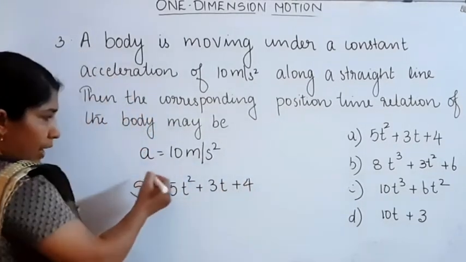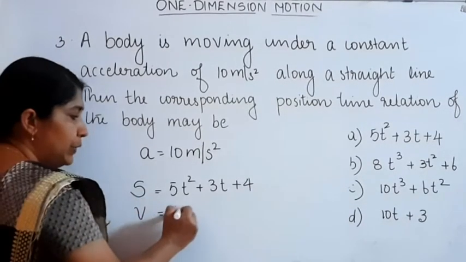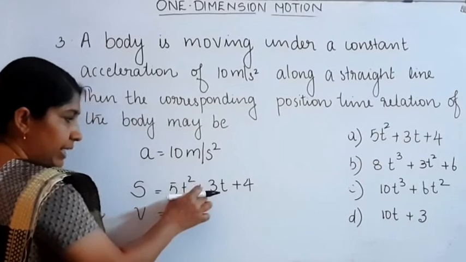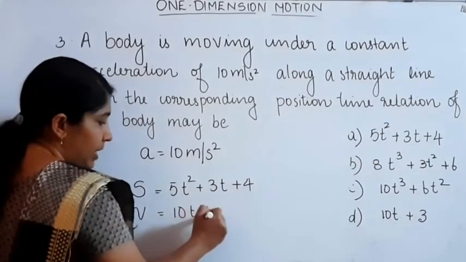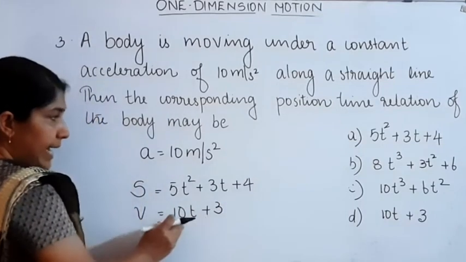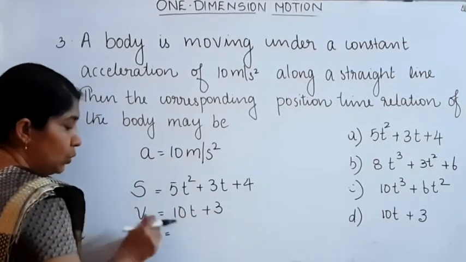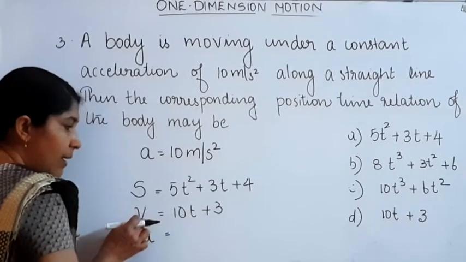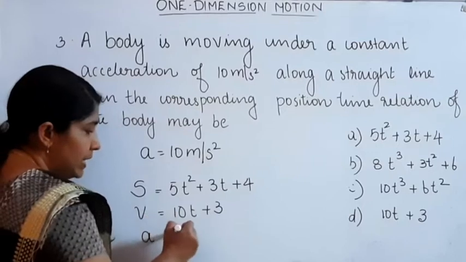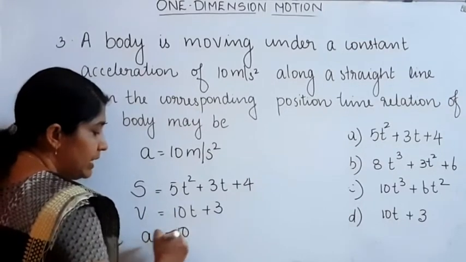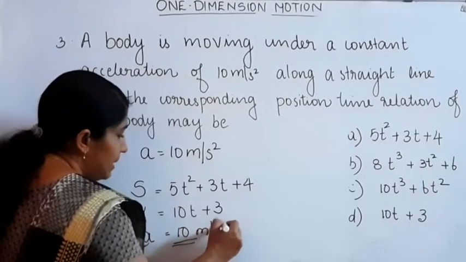From this position, we can find velocity. On taking the derivative of position, velocity is equal to 10t plus 3. Again, we want to find acceleration. Acceleration is equal to the rate of change of velocity. Again, we take the derivative of velocity. The derivative of velocity is 10. Therefore, acceleration is equal to 10 meter per second square.